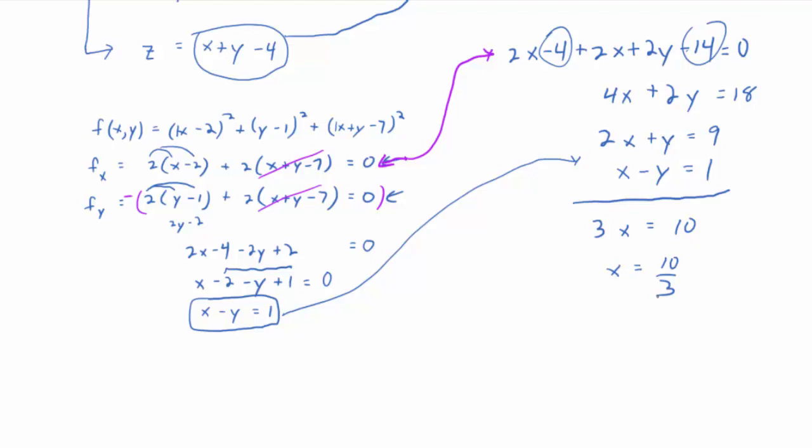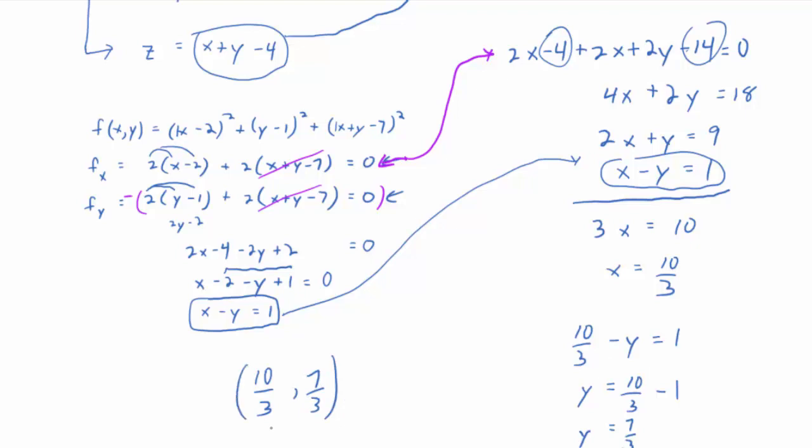Which one? I mean, you got many you could plug into. Does it really matter? You could plug into this one, couldn't you? Yeah. So you could take x. Well, x is 10/3, so let's replace x with 10/3 in this equation right here. 10/3 minus y equals 1. So that would mean what? Y equals 10/3 minus 1, right? I move that y to the other side, and then, yeah. And then what would that be? 7/3. So we've got, as a critical point, 10/3, 7/3. Would you buy that? Okay.